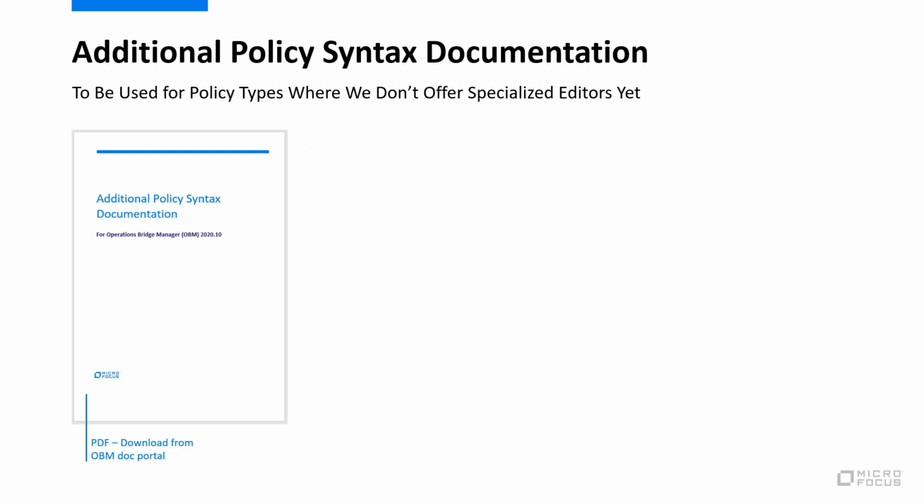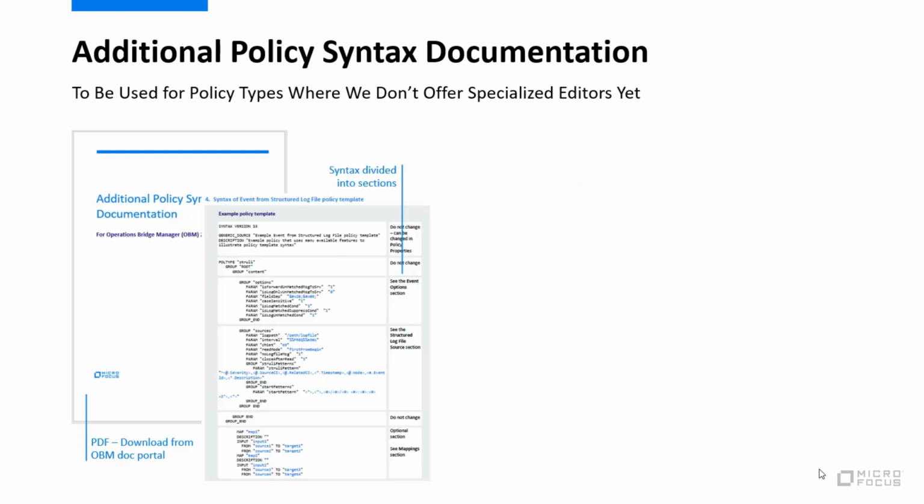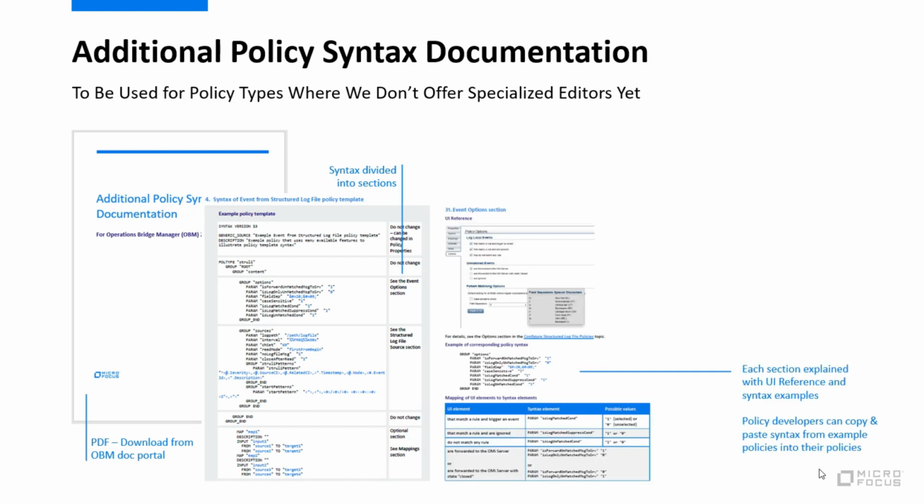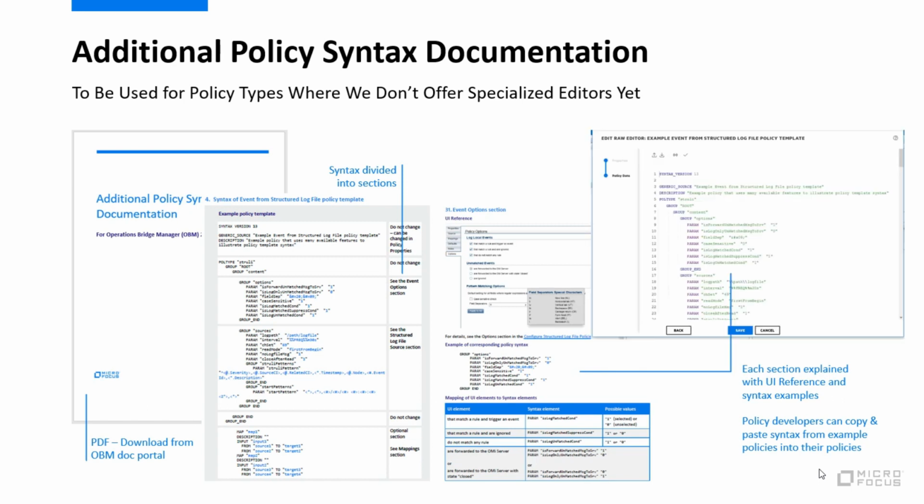This documentation is available as PDF from the OBM documentation portal. It contains, for each of the 19 policy types, a syntax table that describes the syntax of the policy. The syntax is divided into sections, and each section then explains the syntax in detail using UI references and examples.